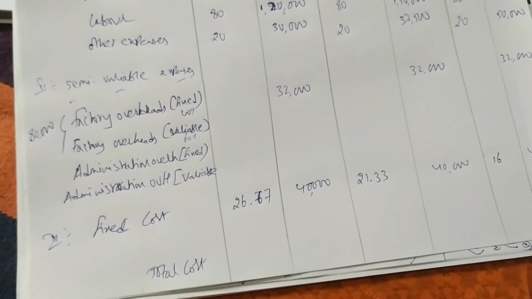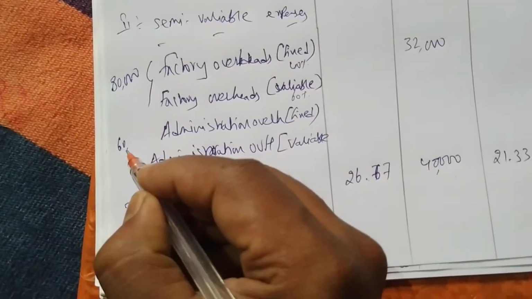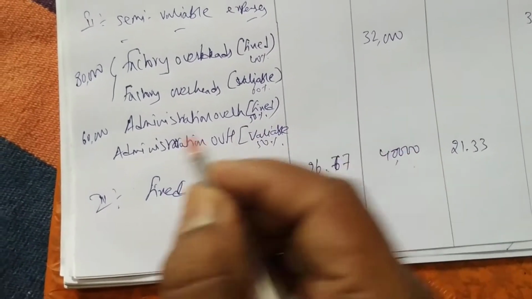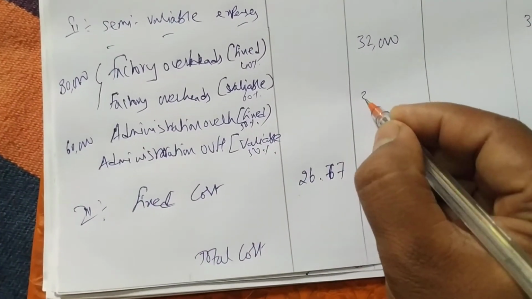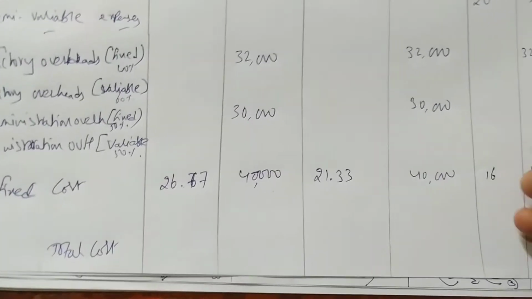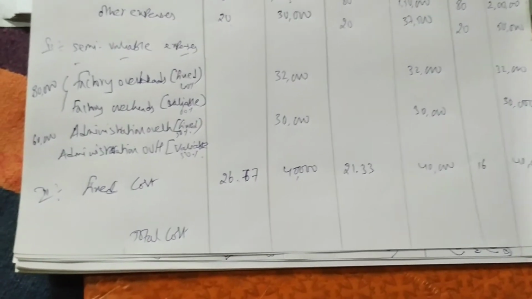We have done. Okay. Admin also we will do. How much is admin? 60,000. So 60,000, what is saying? 50% is fixed and 50% is variable. So 60,000, 50% will be 30,000. 30,000, 30,000 and here also 30,000. Done. In total we have done.